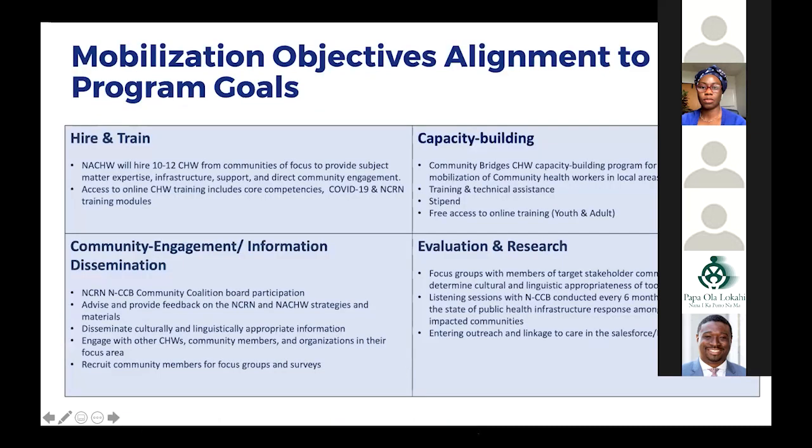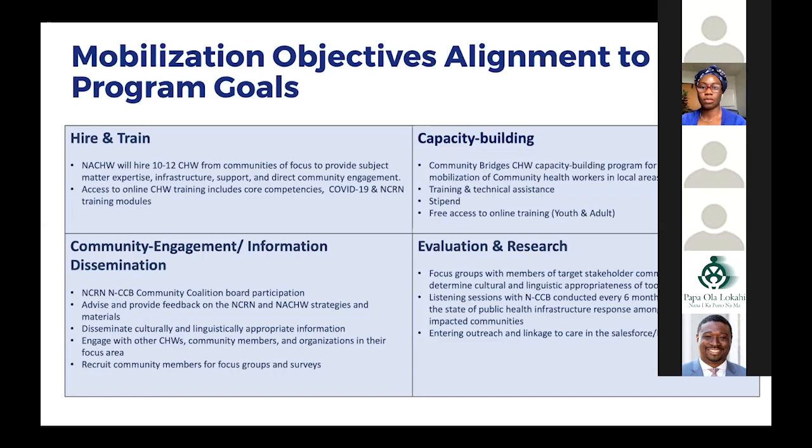So part of the mobilization efforts would be to hire and train community health workers. So one thing that we know is that in our response there are never enough community health workers to go around. So part of what we would like to do and part of what we will be doing is hiring 10 to 12 community health workers from community hotspots where COVID-19 has affected the communities. And those will be hired through NACHWA. We'll begin working on that actually December and early January. So those CHWs, we will ascertain what training they've already had and then what additional training will be needed.